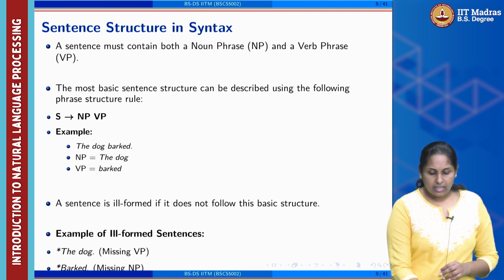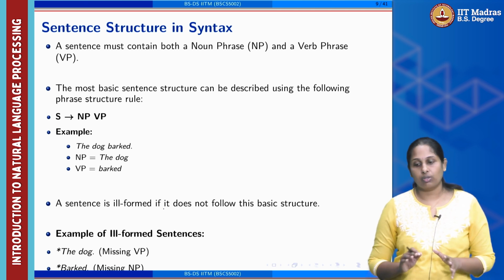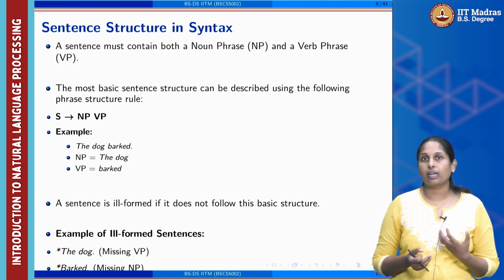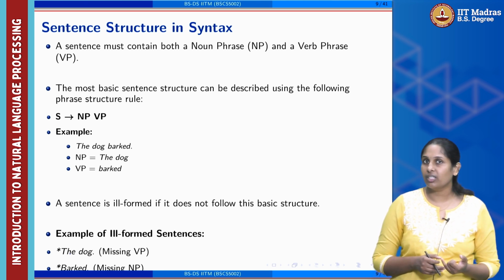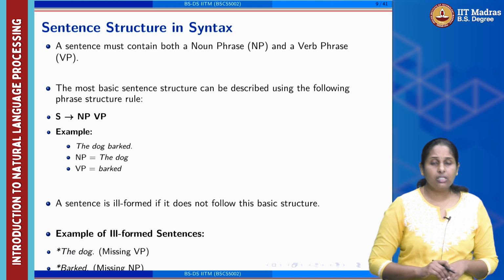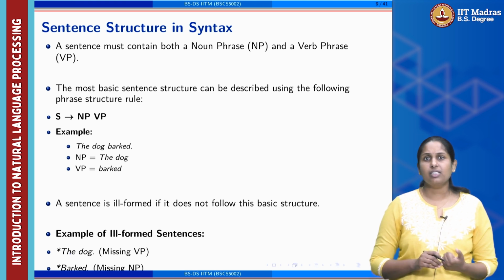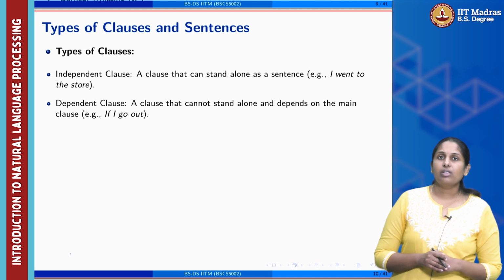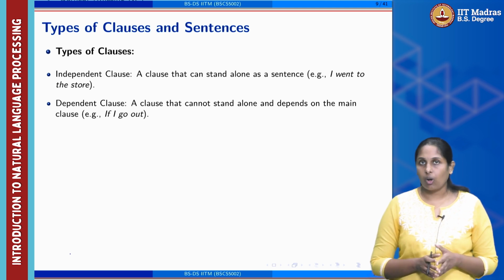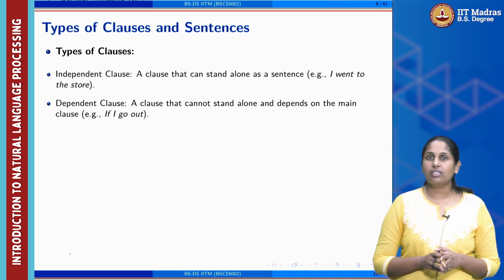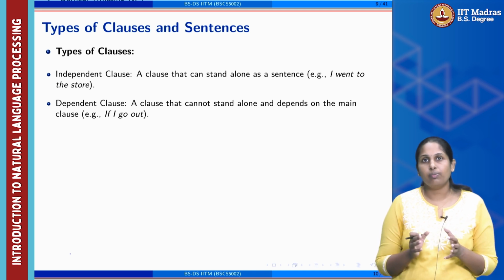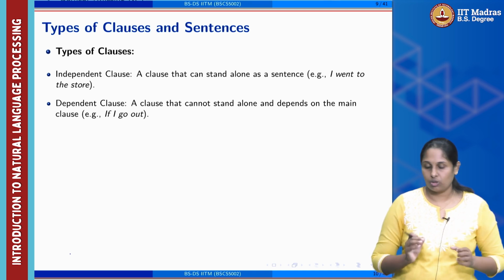And a sentence is ill-formed if it does not follow the basic structure. So when you say the dog, it cannot be a complete sentence because there is a missing VP, and barked cannot be a complete sentence, as there is a missing NP. So now again we also should have an idea on what are clauses in languages, as phrases are minimum information units which we are trying to group locally to understand how a sentence is constituted.